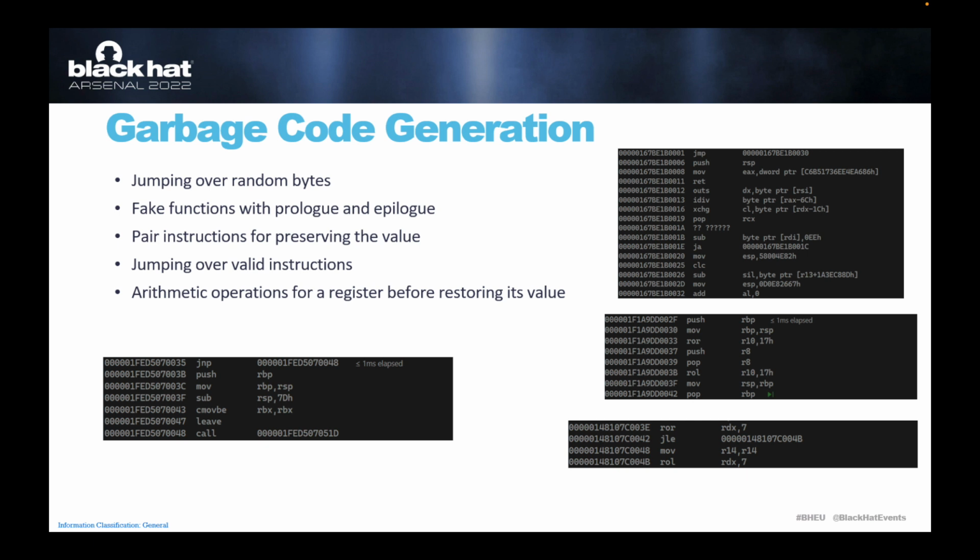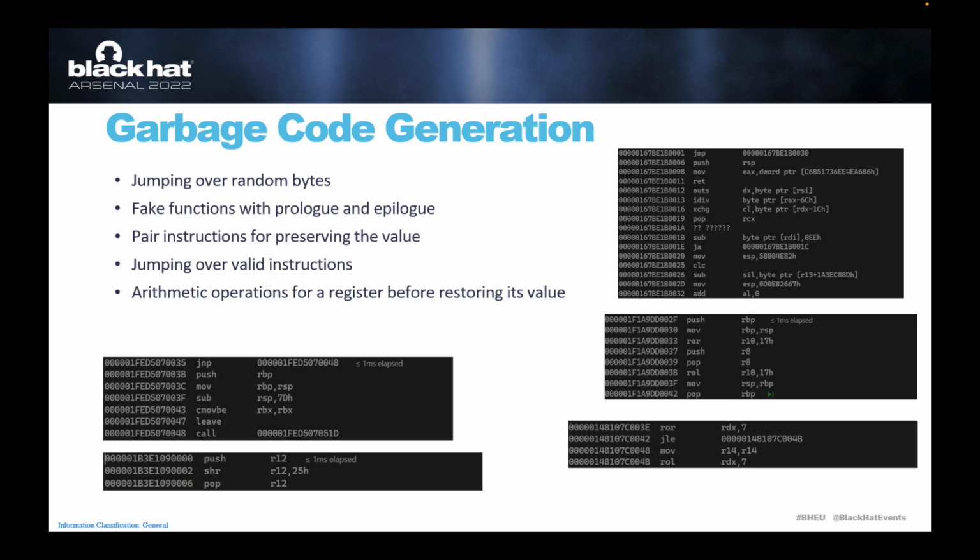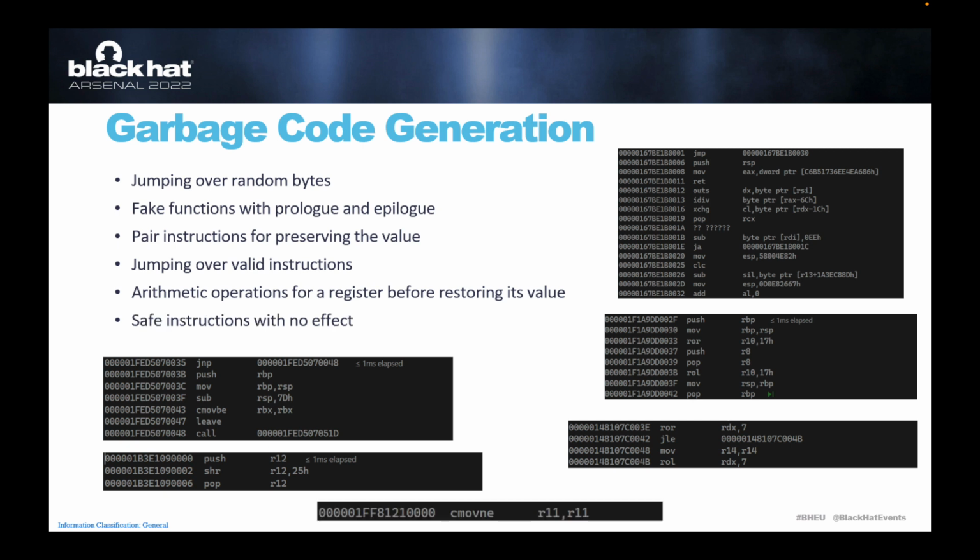Arithmetic operations for a register before restoring the value, like saving its value to the stack, doing random operations, and popping its old value back to the same register. Lastly, safe instructions that change nothing, like the NOP instruction, or XORing with 0, or conditional moves to the same register. Combining those types of random stubs or recursively generating them will help to create different byte sequences for each encrypted variant. Of course, to generate these different stubs, Shoggoth uses the Asmjit library.